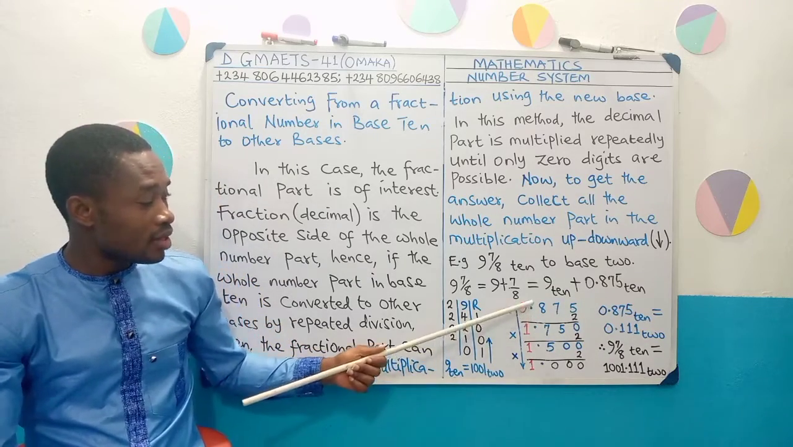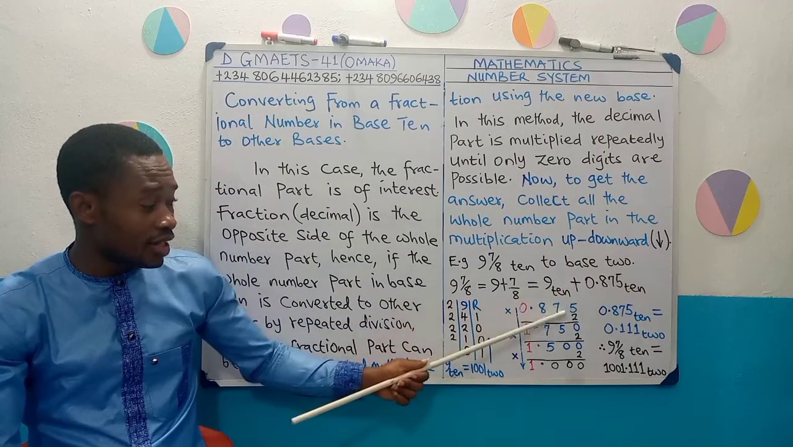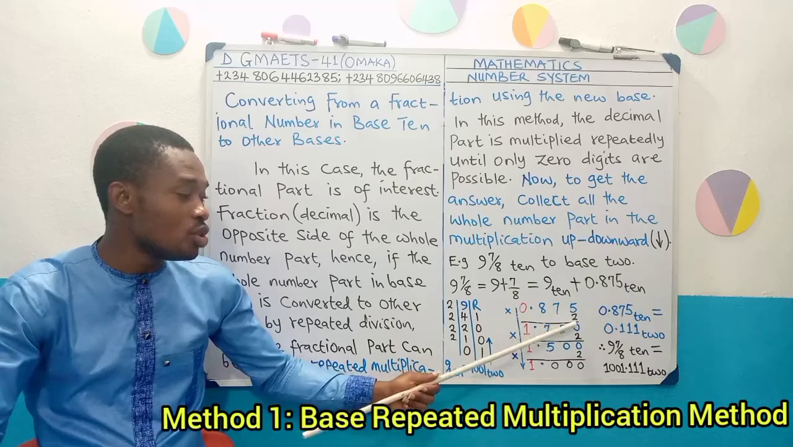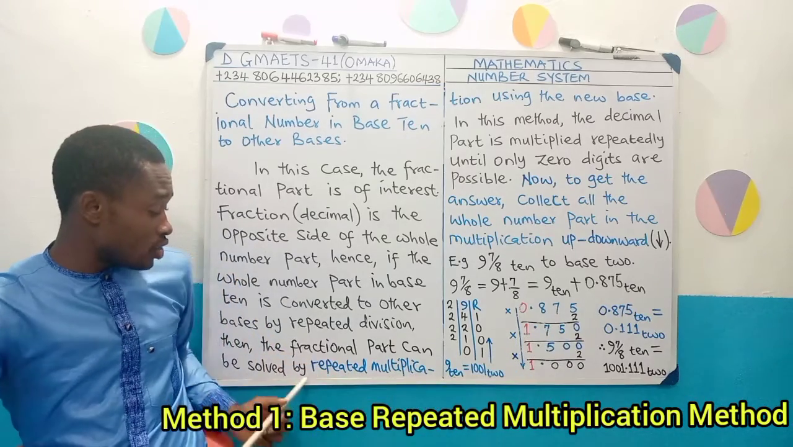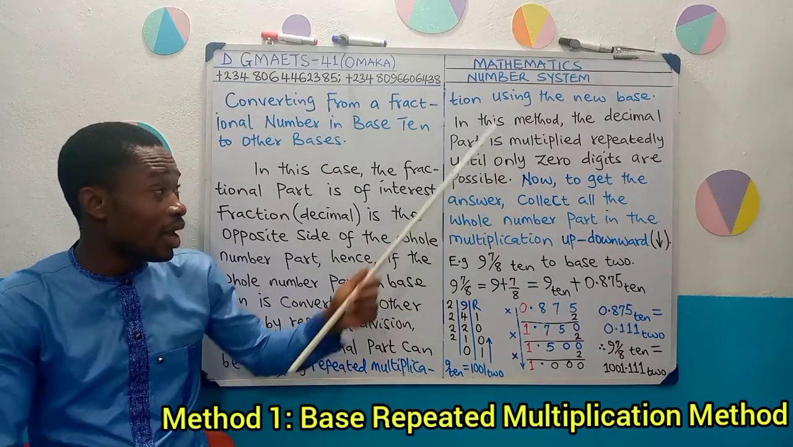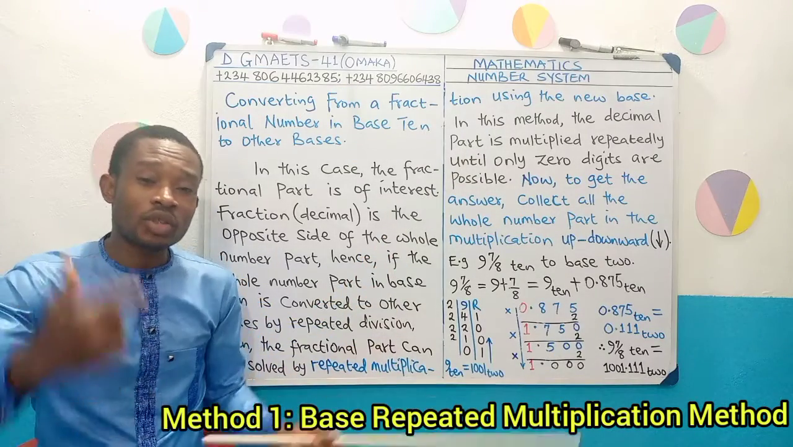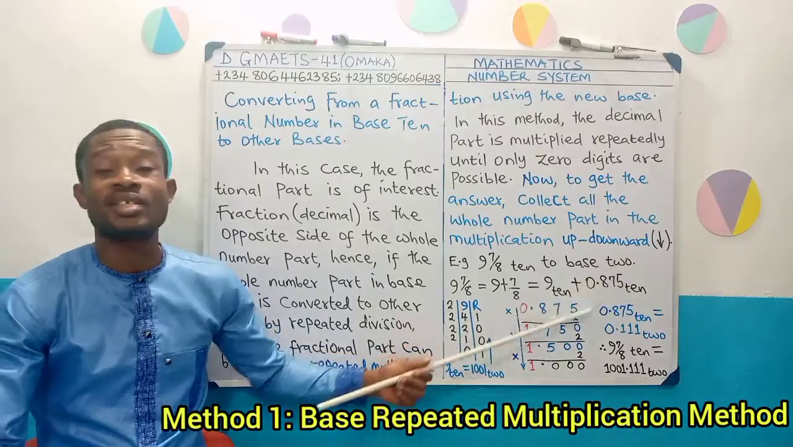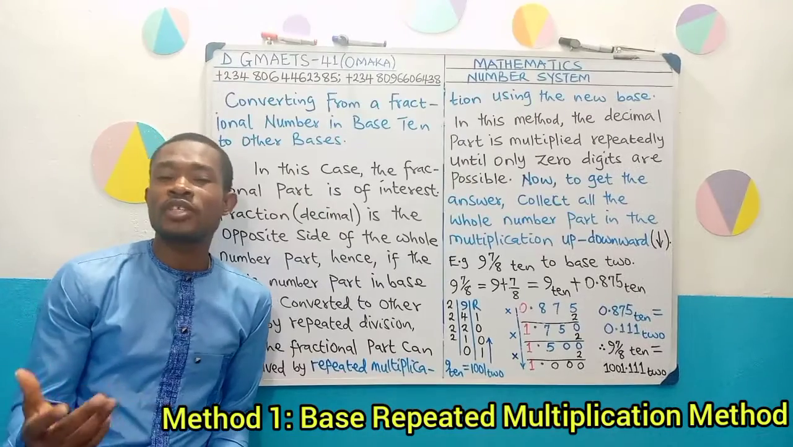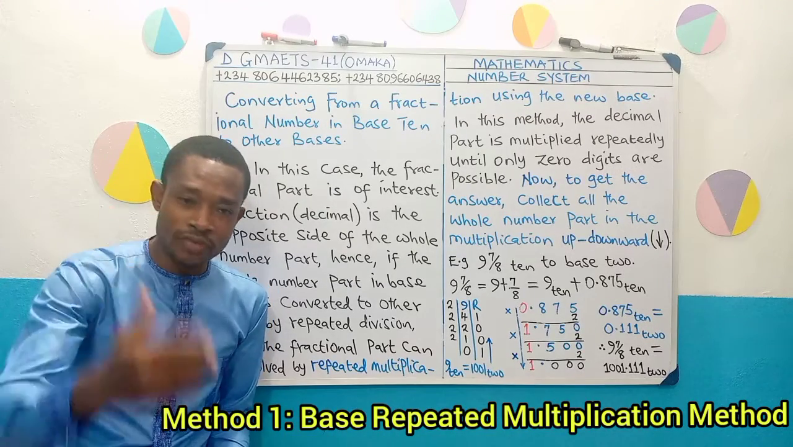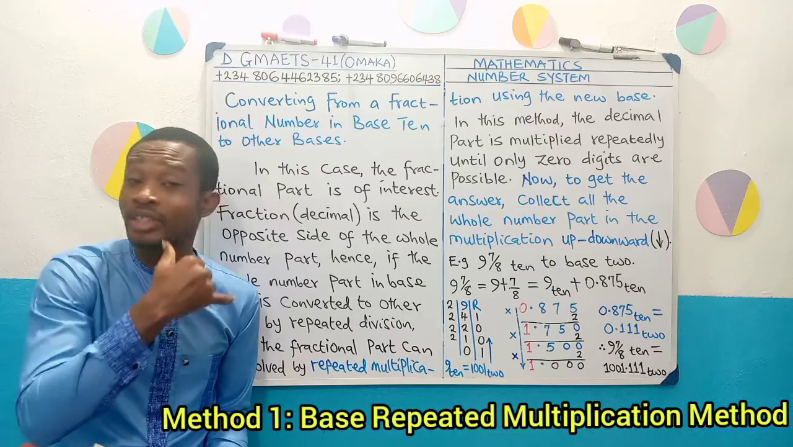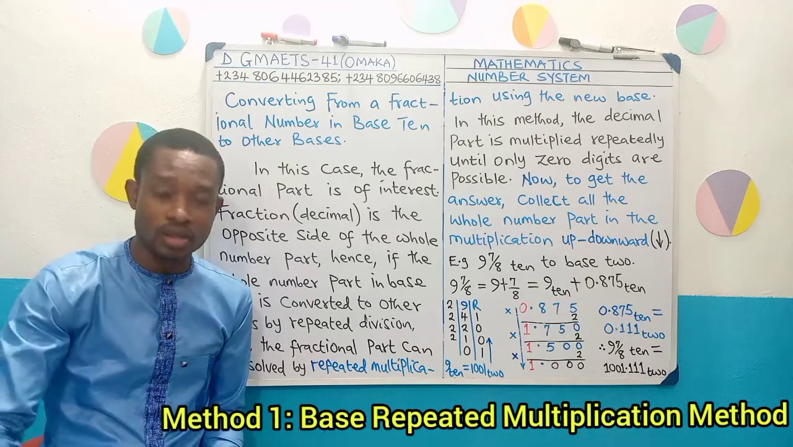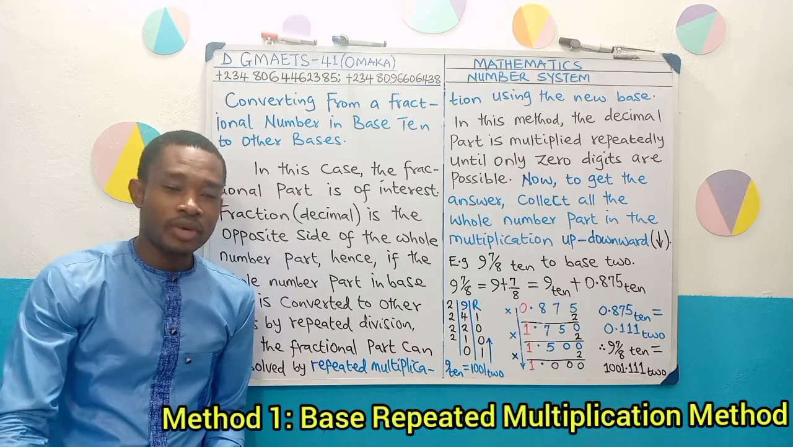So you're going to write that 0.875, look at it. Then you carry out repeated multiplication using the new base that you are converting to. As you read through the notes, you will see what I explained about that. You carry out repeated multiplication using the new base you are converting to, which in this case is base 2. So if it is base 4 that we are converting to, we're going to use 4 to multiply repeatedly until we get to a point where we have 000 in the decimal part. So let us see how it goes.